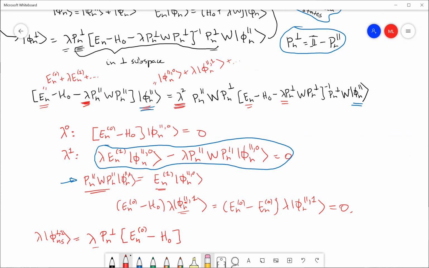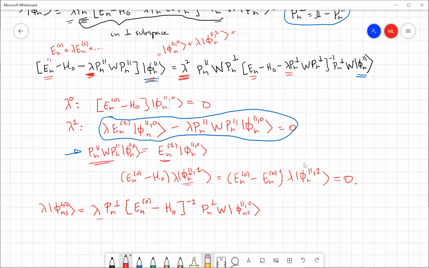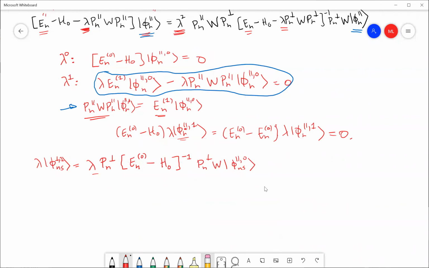And there's no lambda from the w part, so this just becomes inverse. And then P_n perp W. And this should be phi parallel, the zeroth order, the unperturbed piece, like that. So that's what it is. And again, what you want to do is just expand these things in terms of your completeness relation.